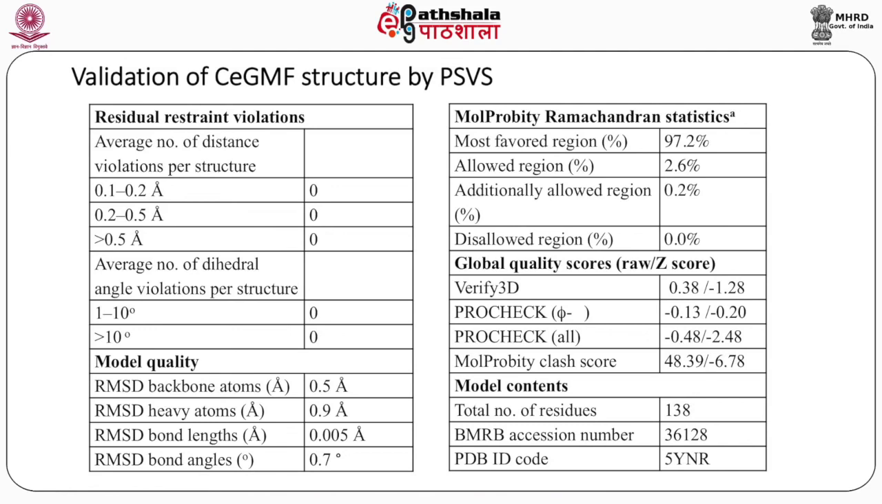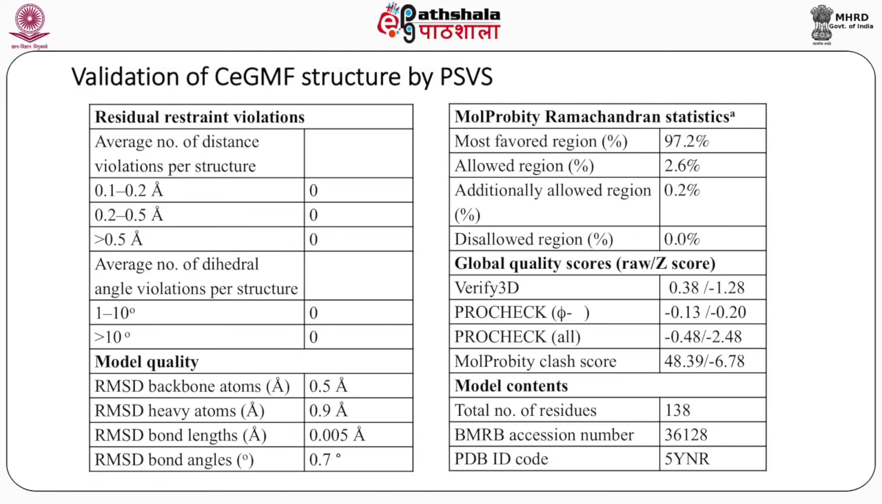And the dihedral angle violations in the range of 1 to 10 degrees is also 0, greater than 10 degrees is also 0. Model quality, you have RMSD for backbone atoms of 0.5 and for all heavy atoms of 0.9, but this is for the selected secondary structure regions. Bond lengths, you have RMSD of 0.005 angstrom and bond angles of 0.7 degrees. And this MolProbity Ramachandran statistics: most favored regions are 97.2%, the allowed regions are 2.6% and additionally allowed regions are 0.2%, so that the disallowed region is 0%.